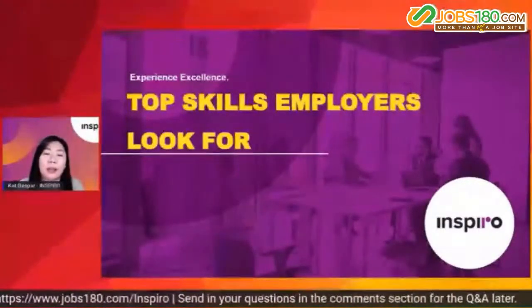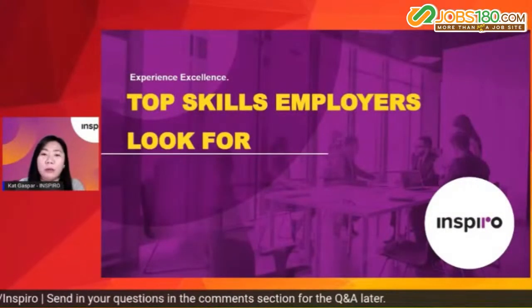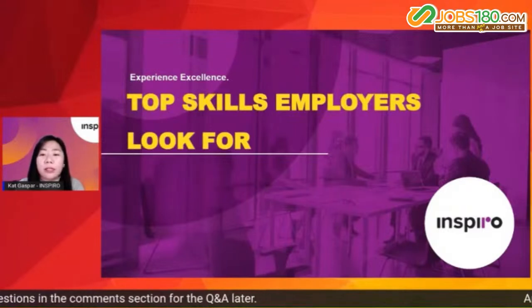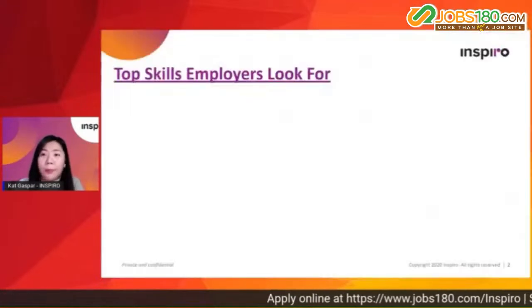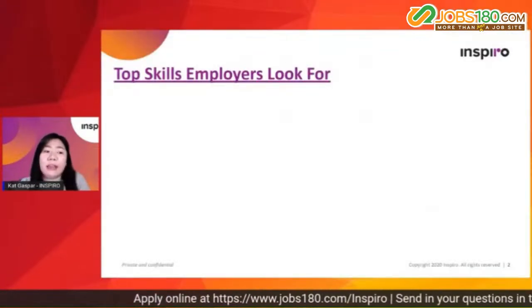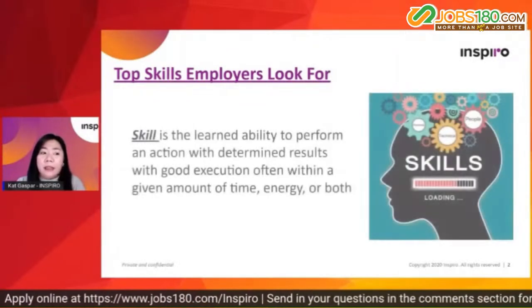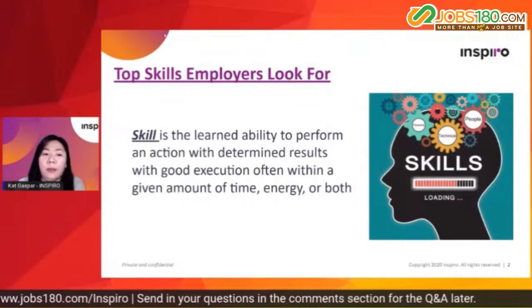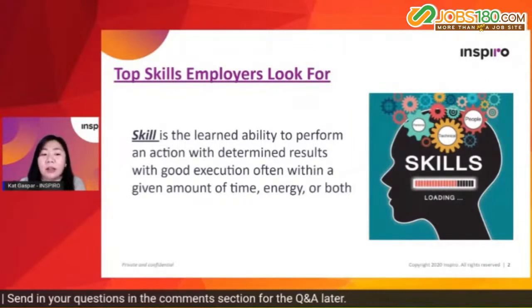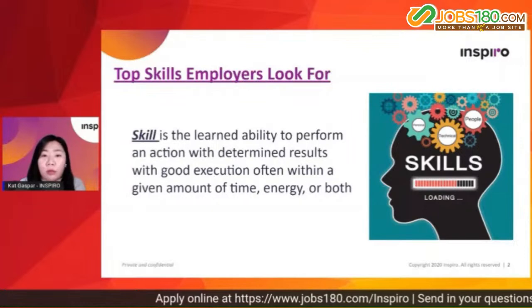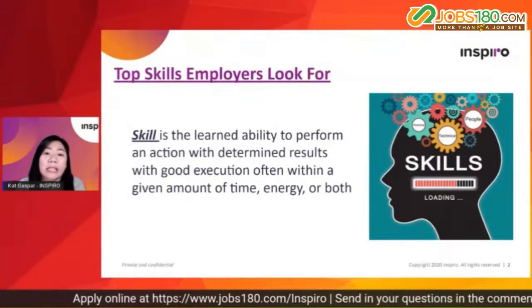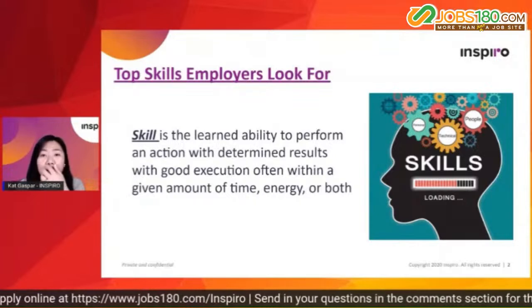Hi guys, good afternoon. I'm Kat from Inspiro. Today we will be discussing top skills employers look for. So let's proceed with the slide. Okay, let's first define what is skill. It says here that skill is the learned ability to perform an action with determined results with good execution, often within a given amount of time, energy, or both. So these are your talents that you use in order to do your job or a certain task.